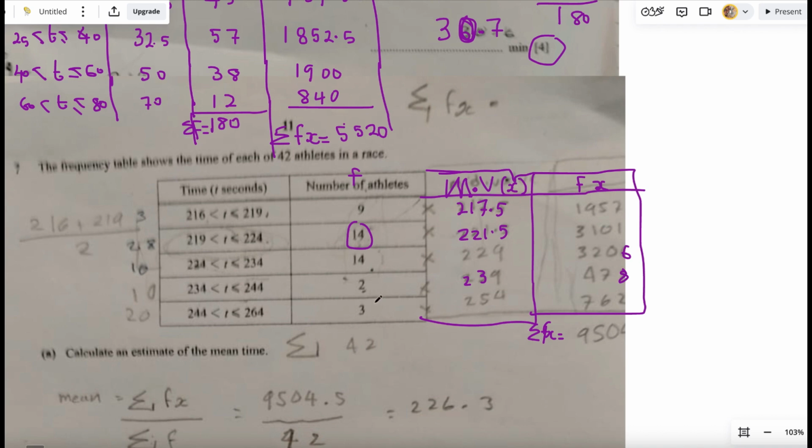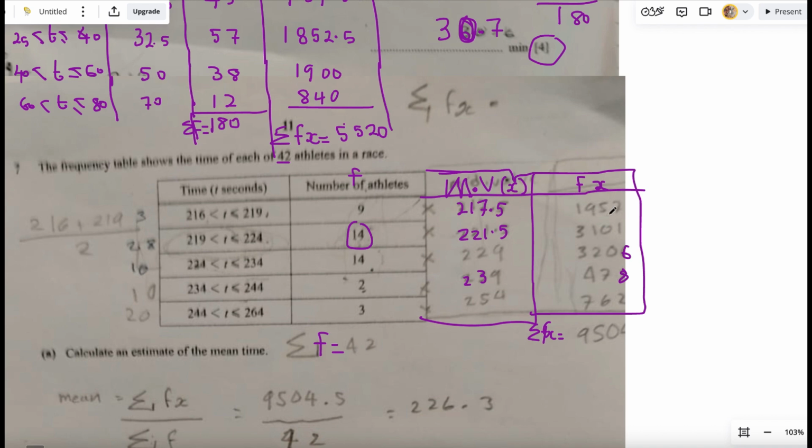And our total frequency, I think they mentioned it, is 42. The outlet is 42, so total frequency sigma f is equal to 42. Okay, we get 9,000. Can you do it again? You sure?